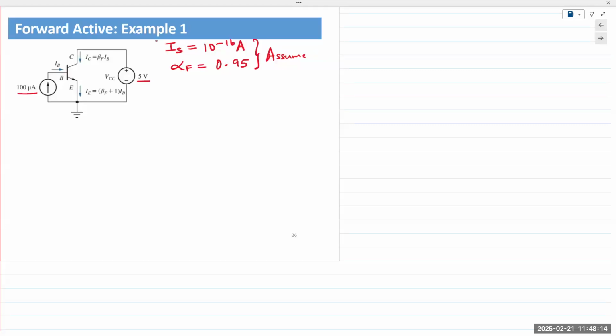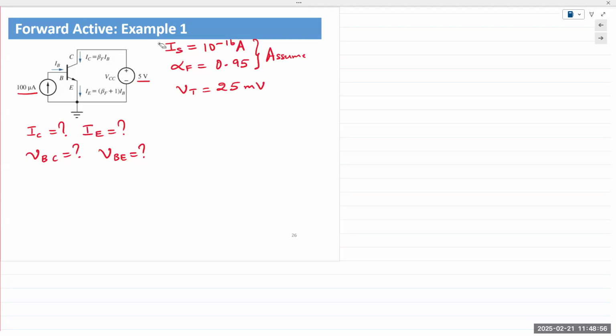All right, so the question being asked is: determine IC, IE, VBC, and VBE. Assume VT, the thermal voltage, is 25 millivolts. All right, so these are the givens.